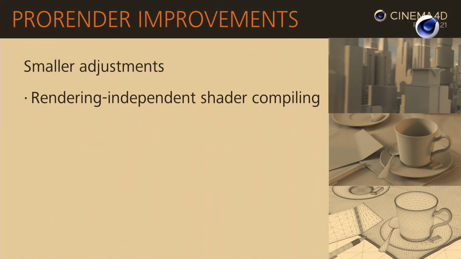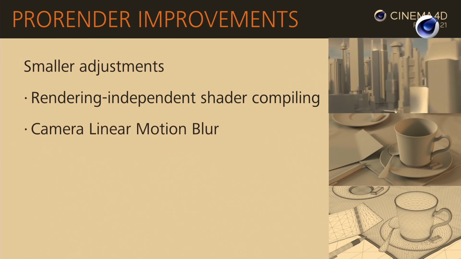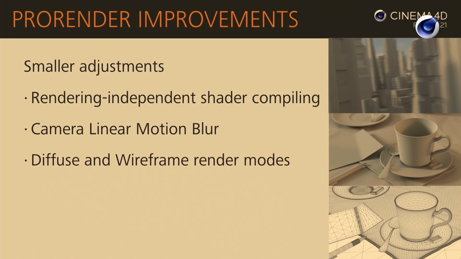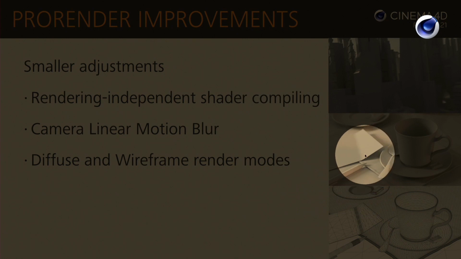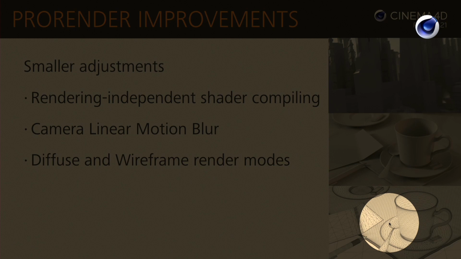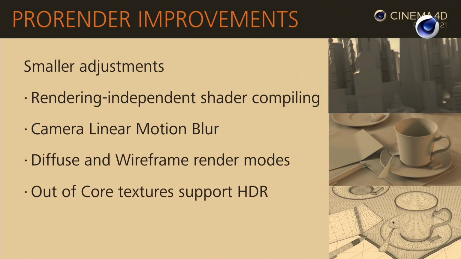Small adjustments, for example, rendering, independent shader compiling, camera linear motion blur, you see it at the right top. Then diffuse and wireframe render modes, you see them here. If you want to render something without textures that looks like clay, and also, of course, wireframe rendering if you want to see the wires, the wireframe, sorry.